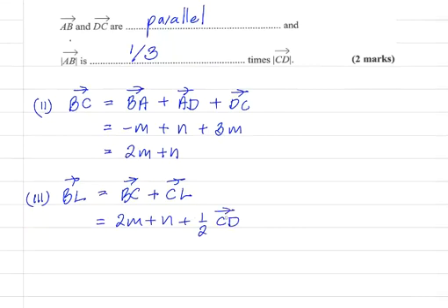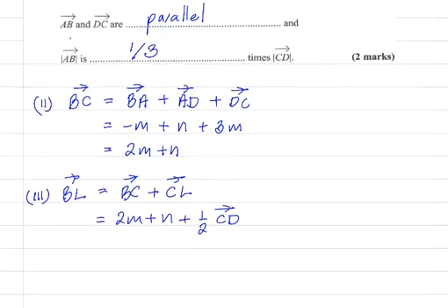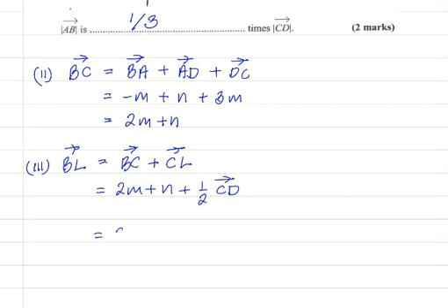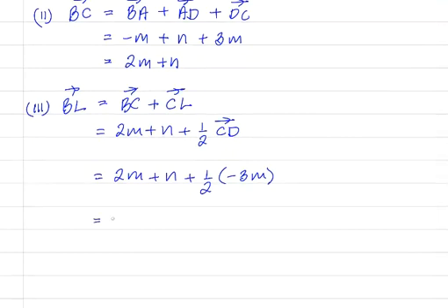Now DC is 3M, so CD is minus 3M. So this would be 2M plus N plus 1 half of minus 3M. So what we have is 2M plus N minus 3M over 2.